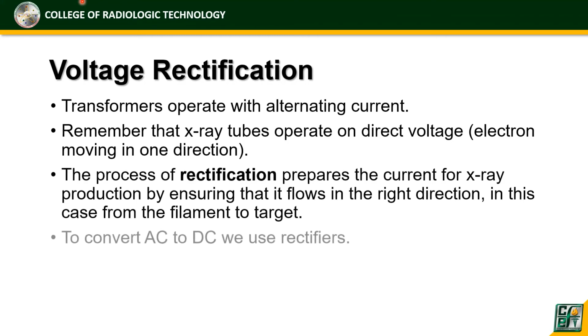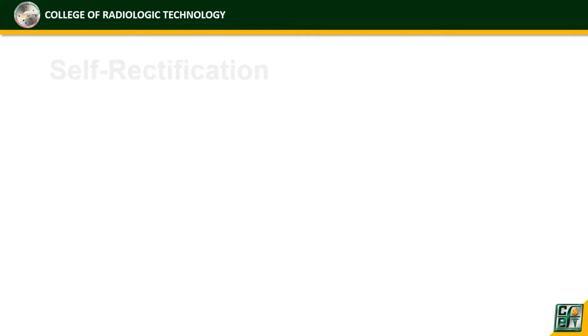Okay. And the process in which we convert AC to DC using diodes as rectifiers is called rectification. There are three types of rectification: self-rectification, half-wave rectification, and full-wave rectification.